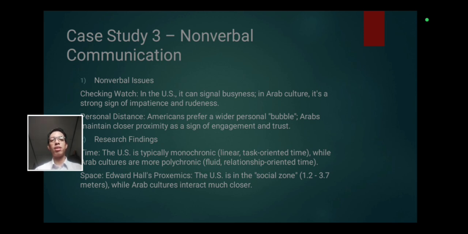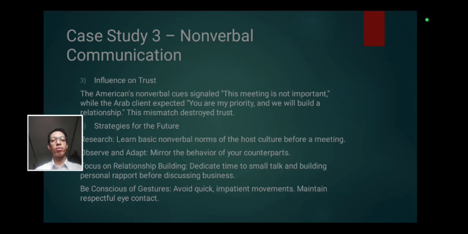Research finding. Time. The US is typically monochronic, while Arab cultures are more polychronic. Space. Edward Hall's proxemics: the US is in the social zone, 1.2 to 3.7 meters, while Arab cultures interact much closer. Influence on trust. The Americans' non-verbal cues signal this meeting is not important, while the Arab client expected "you are my priority and we will build a relationship." This mismatch destroys trust.